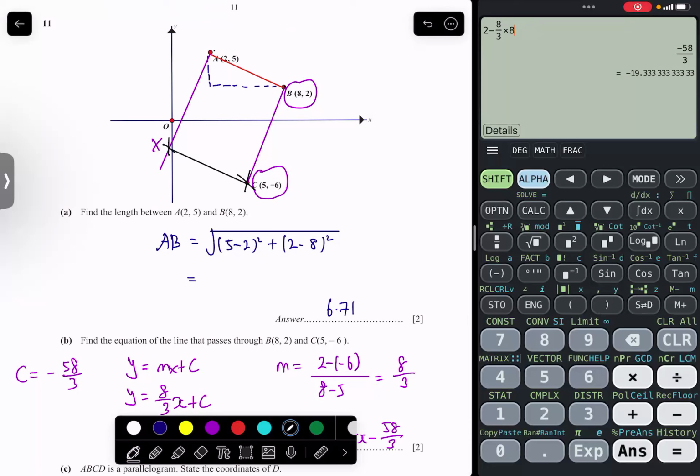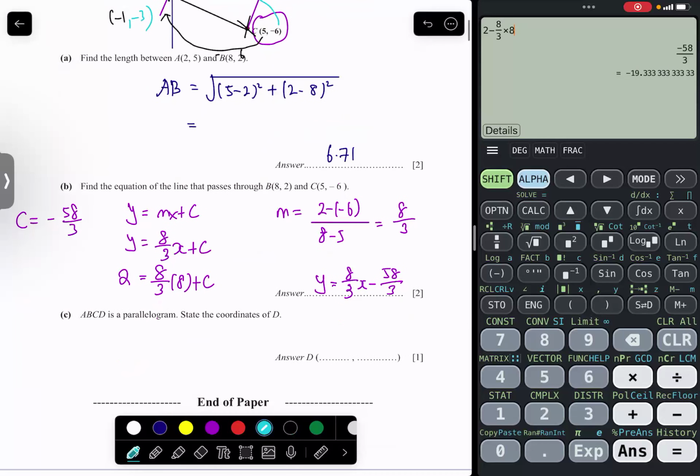Okay, B is 8, travel to 2. So you see 8 to 2, that's -6. So 5 to this point will also be -6. That means it will be at -1. Now observe the y-axis. 2 goes to 5, that's +3. So -6 also has to +3. So that is -3. So the answer is (-1, -3). Simple observation. Okay, that's all.